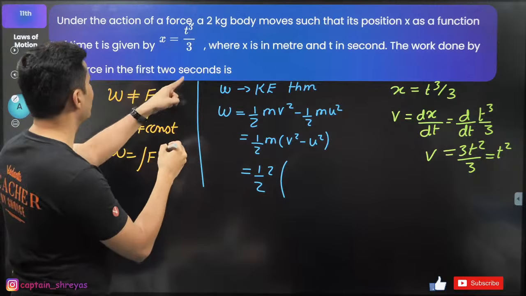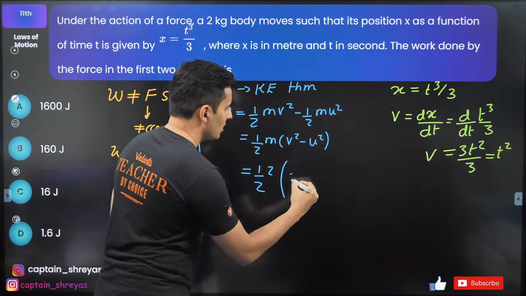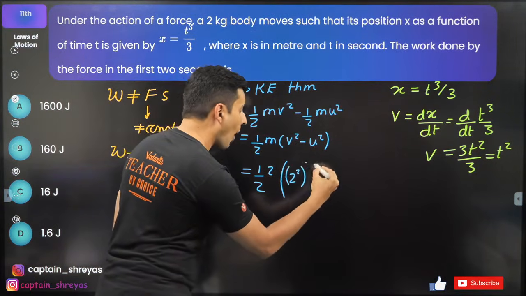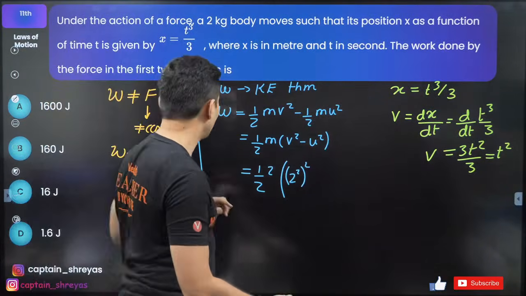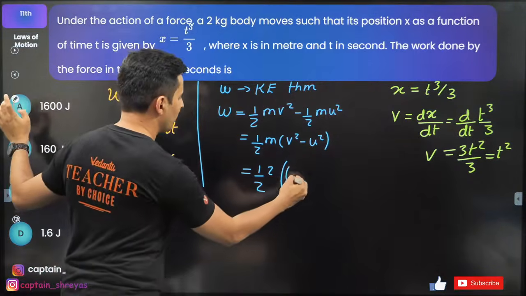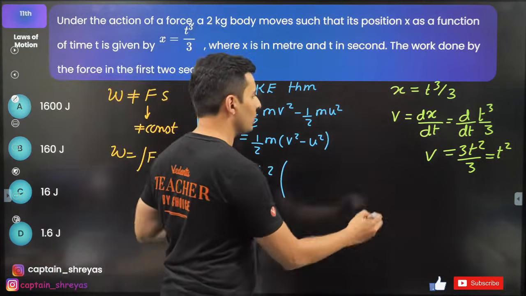I think first 2 seconds. So t square. Very, very crucial. Many people miss that square. Remember, why am I putting 2 square? If you're not able to follow it, no issues. I'll write it over here for you.